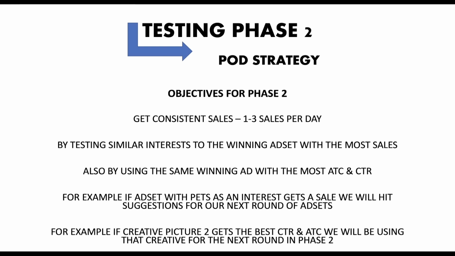So now you're in testing phase 2 POD strategy, and the objective for phase 2 is to get consistent sales, 1 to 3 sales per day by testing similar interests to the winning ad set. So the ad set with the most sales, you're going to want to use that. Also by using the same winning ad with the most add to cart or CTR.